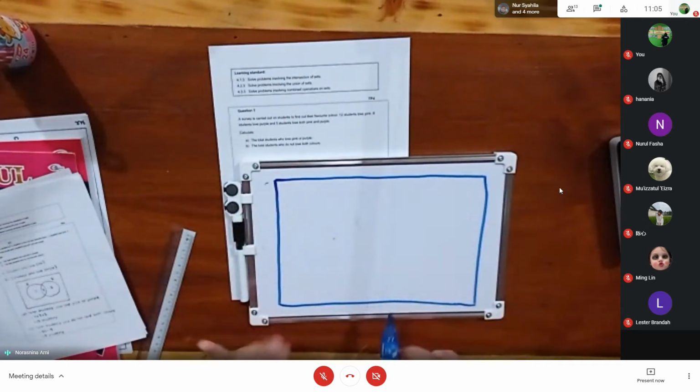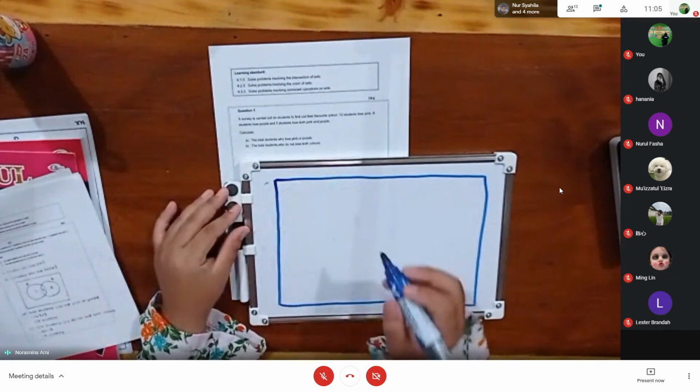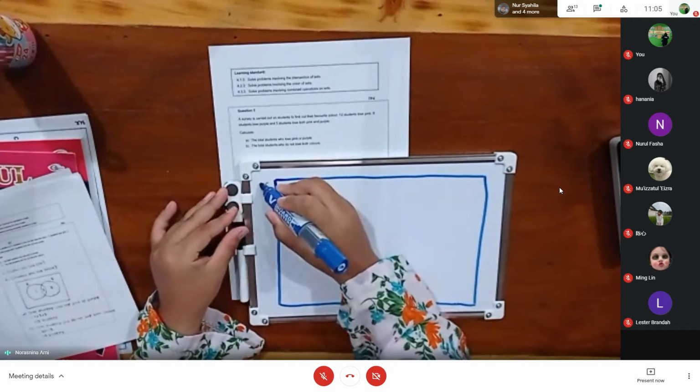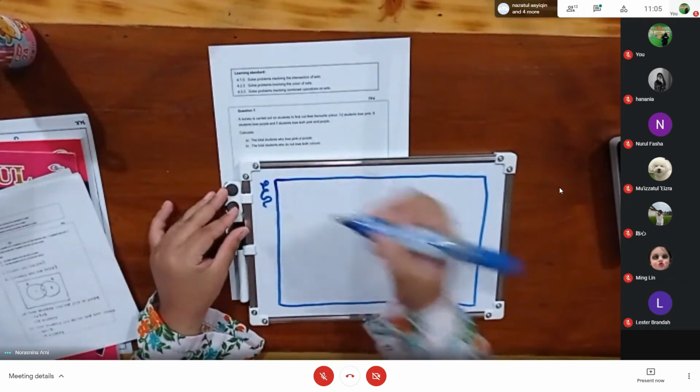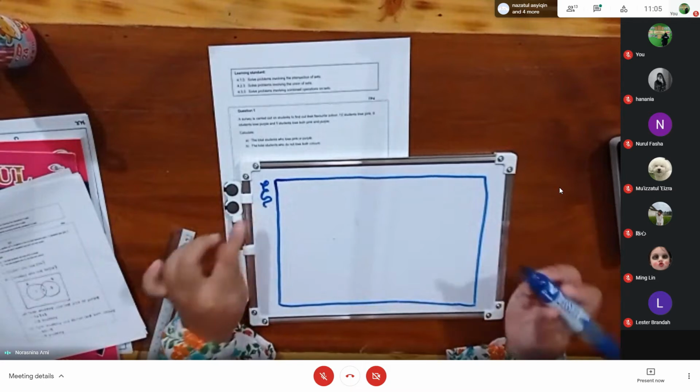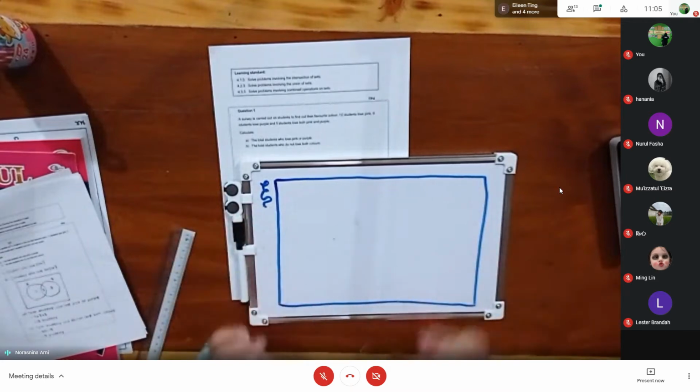After you draw a big rectangle, you must draw the universal set symbol here. Okay, this is important if you want to draw a Venn diagram.